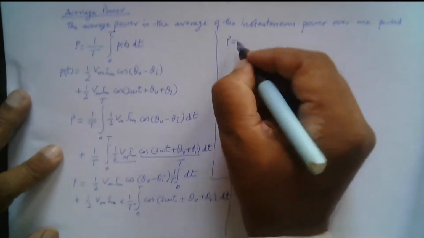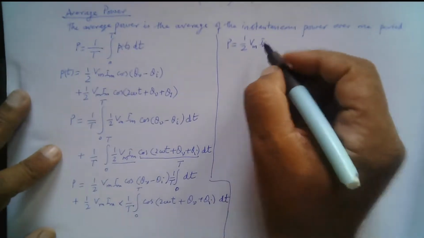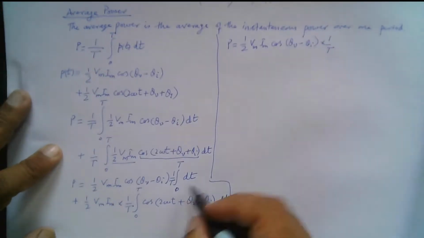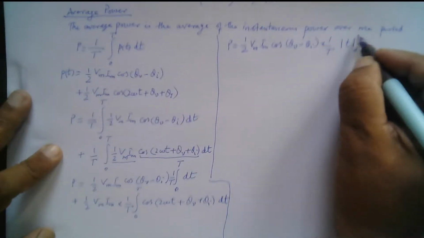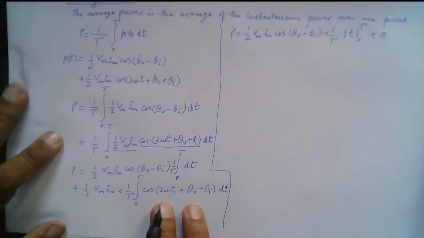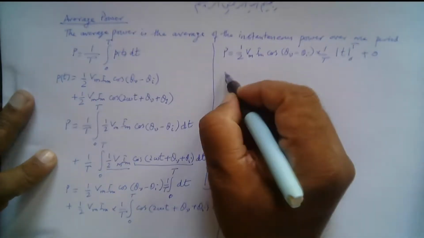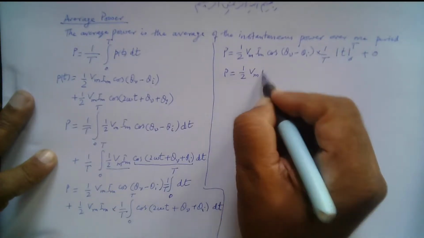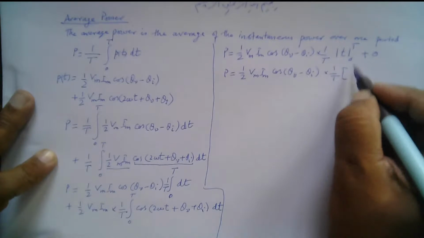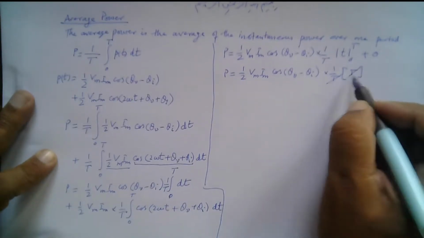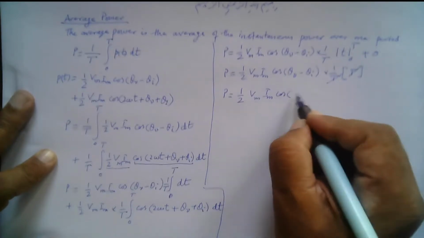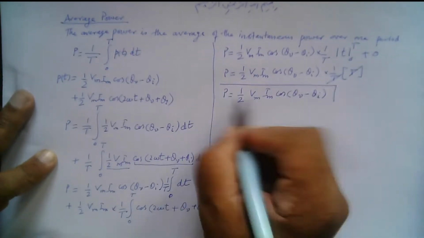So P is equal to 1 by 2 Vm Im cos theta v minus theta I multiplied by 1 over T, and the integral is T, from 0 to T here, and we are left with plus 0 because the integral of the second term involves a sinusoidal term, so the integral of the sinusoidal term is 0. So this is 1 over T into T minus 0, so that is left with T only. So this T cancels with this T, so this is 1. So average power is given by 1 by 2 Vm Im cos theta v minus theta I. So this is the average power.